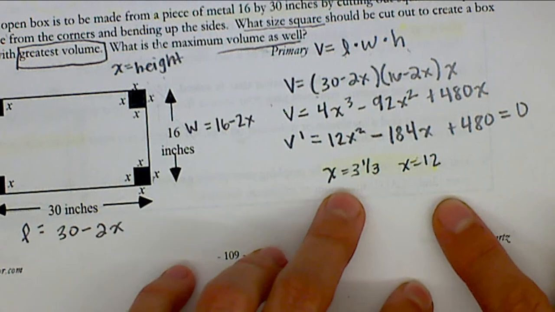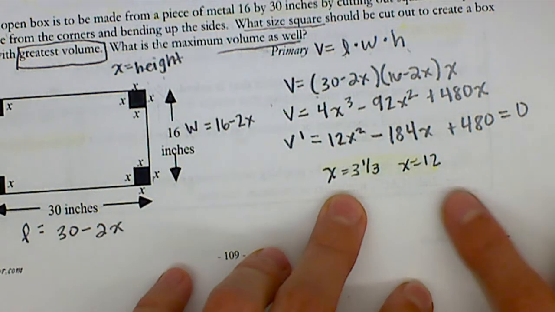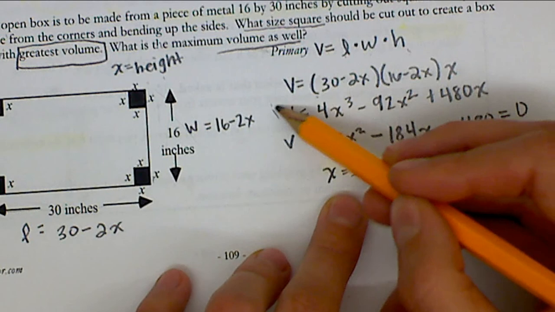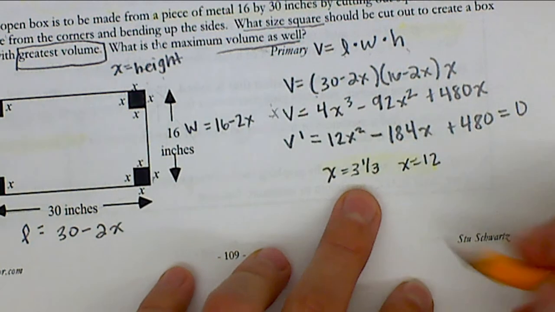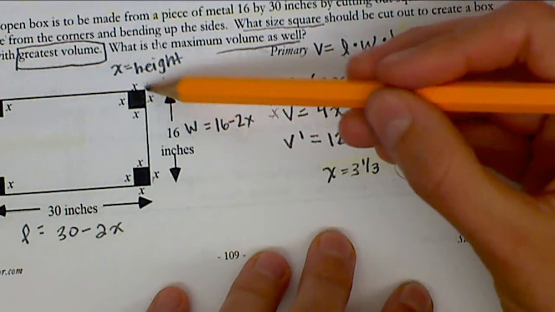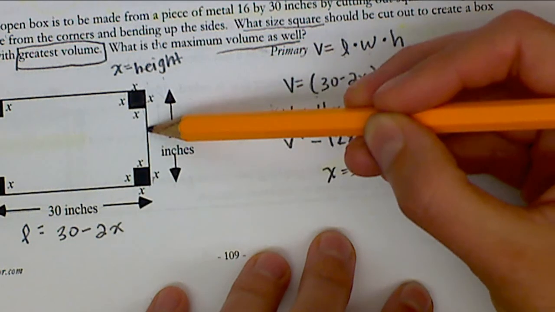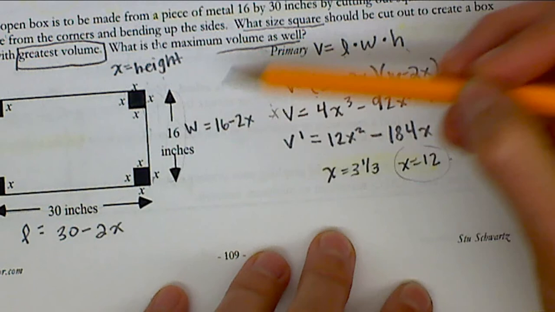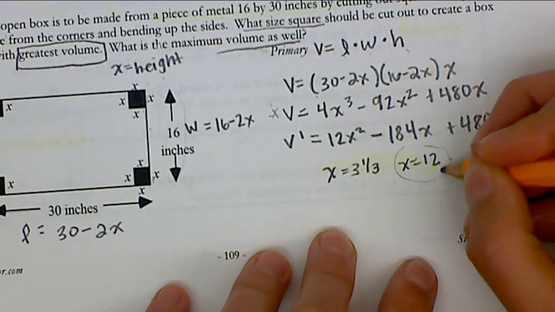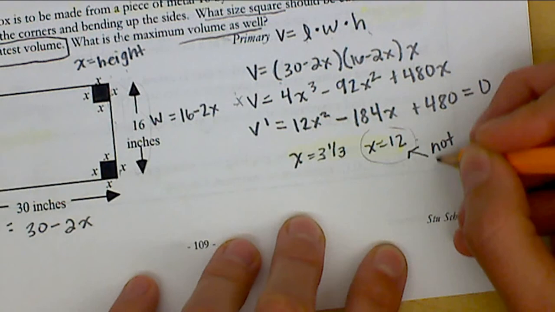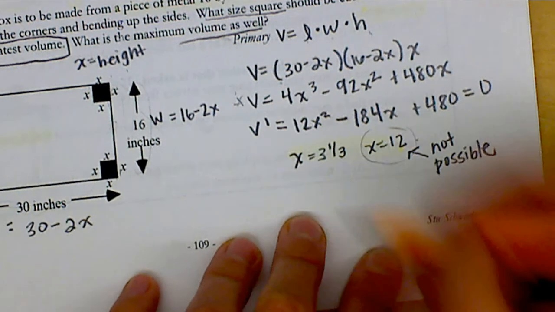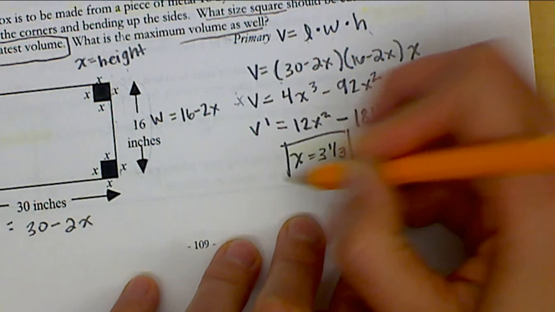So we could figure out which one would actually give us the greatest volume by plugging them in to my volume equation right here. I could plug them both in. But if we think about this conceptually, if I had x equals 12 and I cut out 12 inches here and 12 inches here, this whole length is only 16 inches. I can't cut out 12 inches twice, that'd be too much. So this one is actually not possible. It just doesn't work in the problem. So this x is the value that we want.